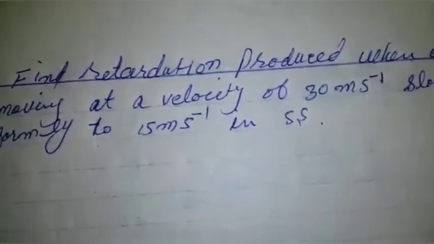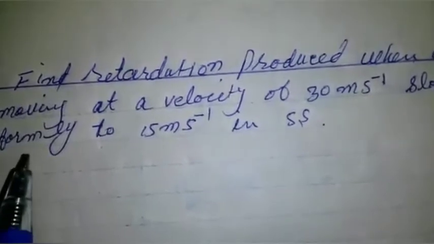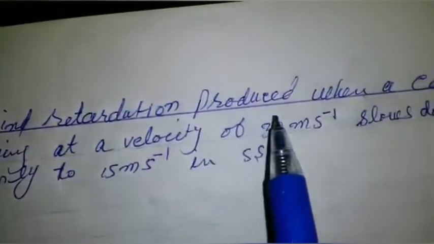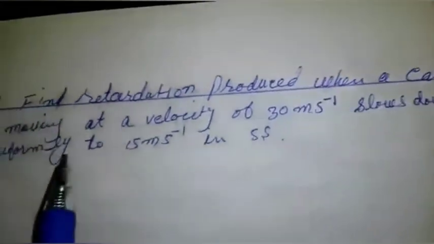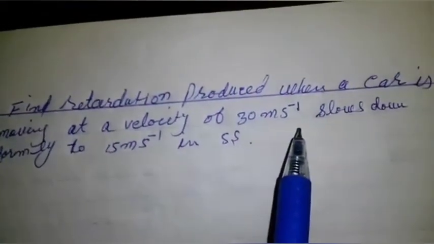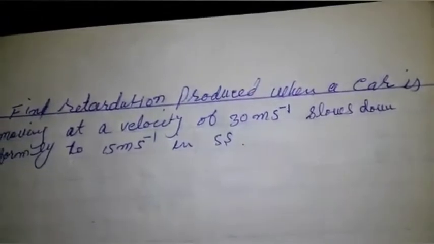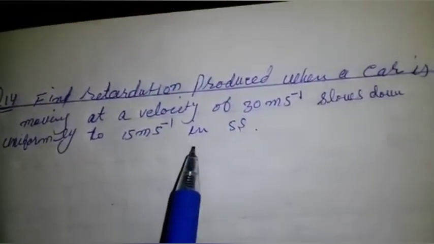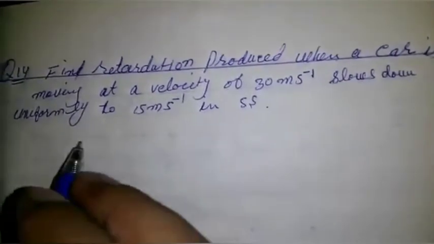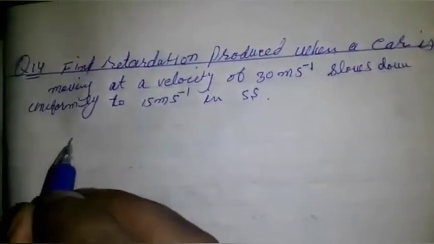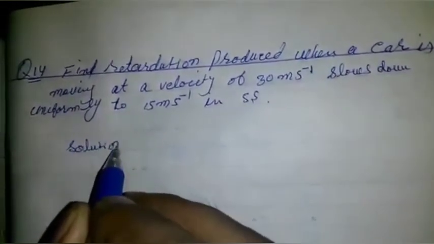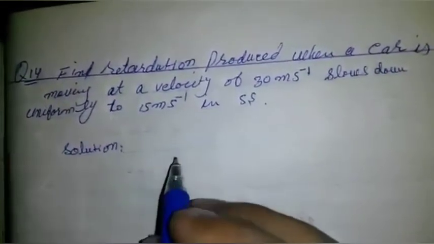Today we are going to solve a word problem from kinematics physics. Find the retardation produced when a car moving at a velocity of 30 meters per second slows down uniformly to 15 meters per second in 5 seconds. Let's solve this. Its solution is given as follows.